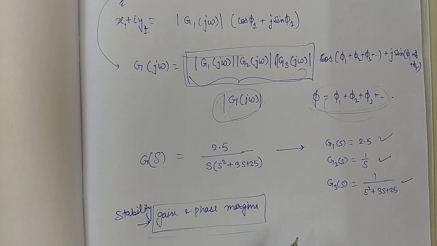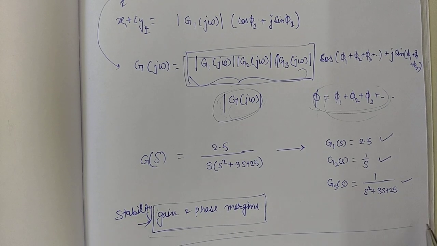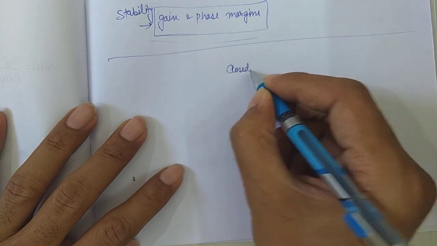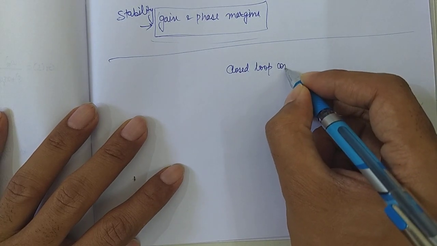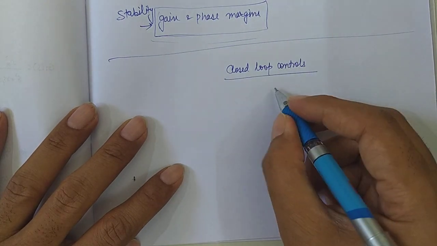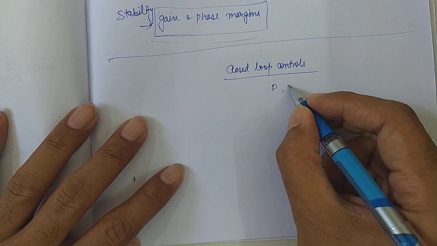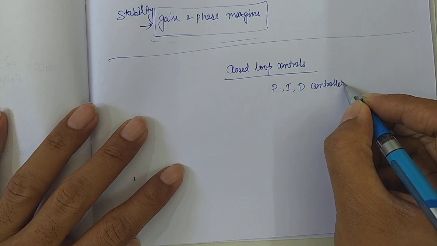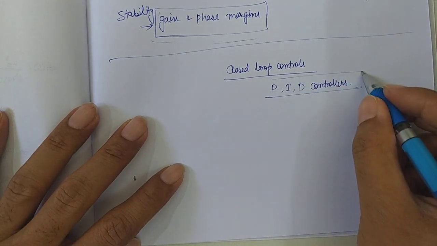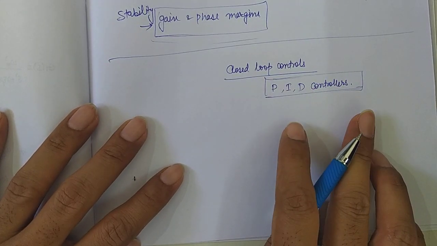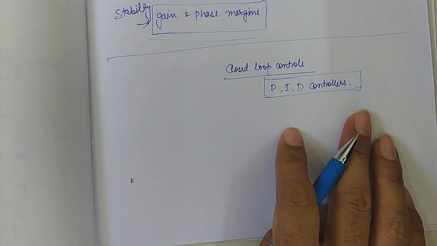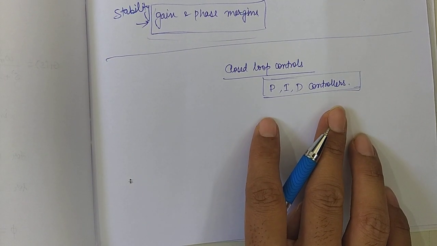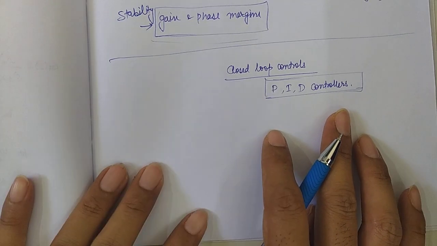Okay, that's it for today, and in the next class we are going to talk about closed loop controls, in which we are going to talk about proportional, integral and derivative controls, PID controllers. And probably this will be the last chapter, and there are a few other chapters which I am going to send you through the PPT. This will be the last video lecture which I am going to make, on PID controllers, and the rest of the topics I will put in PPT.